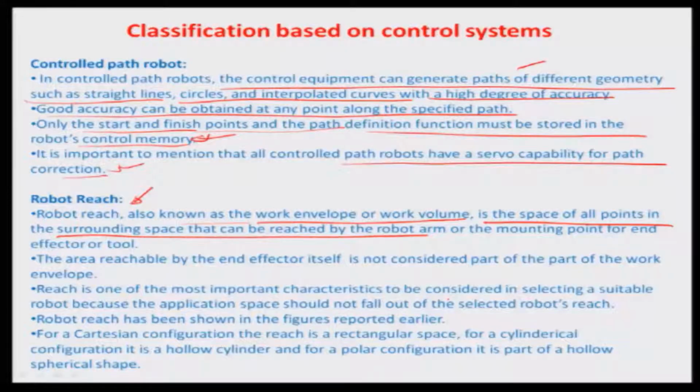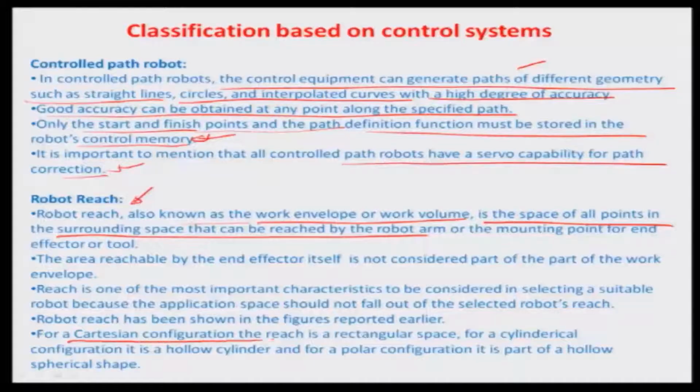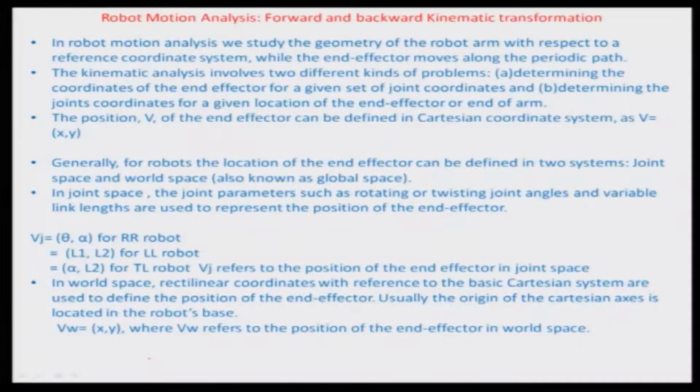Reach is by and large one of the most important characteristics to be considered in selecting a suitable robot, because the application space should not fall outside the selected robot's reach. That way the robot motion cannot execute the job properly if the application's point is outside its domain. For a Cartesian configuration, the reach is a rectangular space; for a cylindrical configuration it is a hollow cylinder; for a polar configuration it is a part of a hollow spherical shape, all of which you have seen before by the dotted lines mentioned earlier.